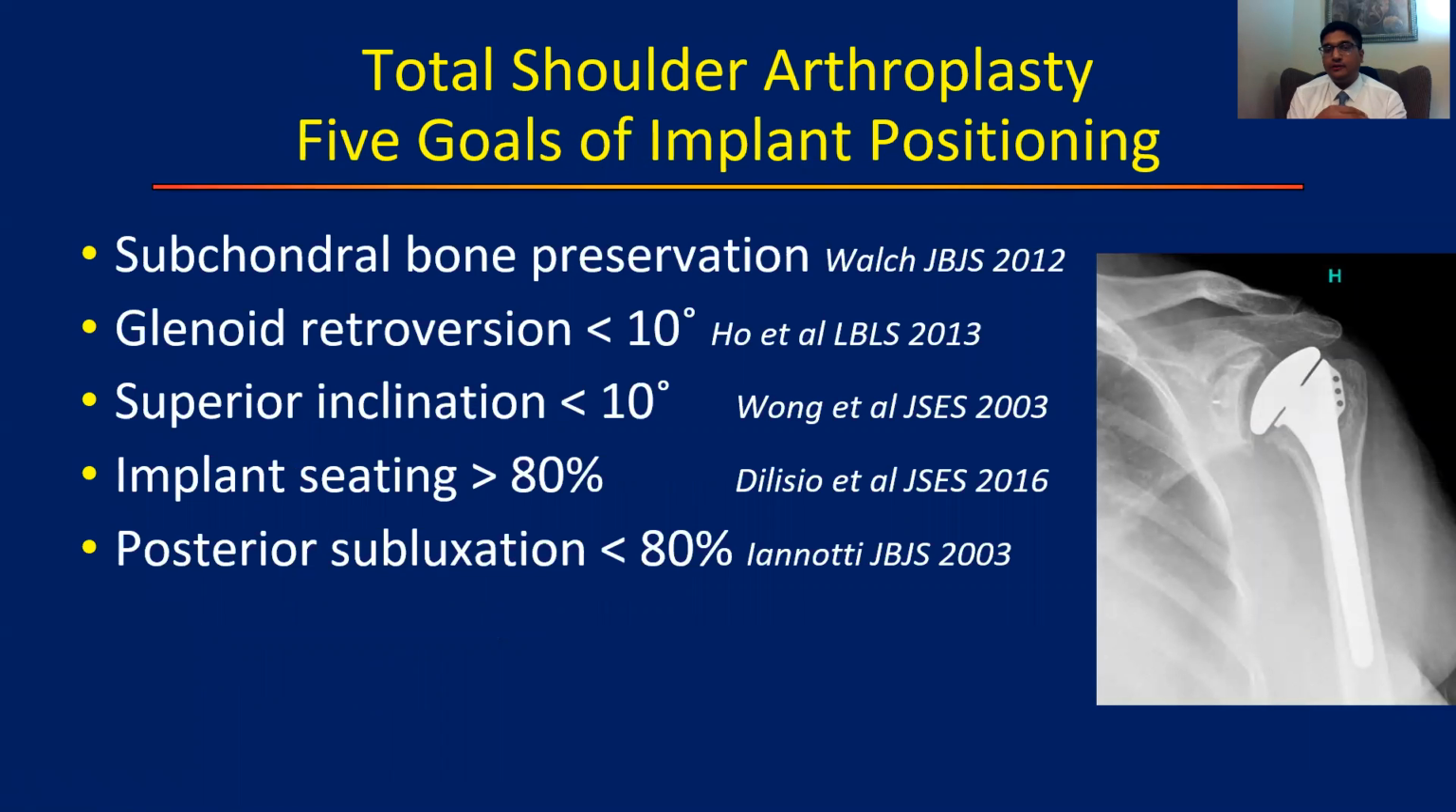If we focus on the options with total shoulder arthroplasty, we first need to know what the 5 main goals of implant positioning are. First is subchondral bone preservation, a glenoid retroversion of less than 10 degrees, a superior inclination of less than 10 degrees, implant seating of more than 80%, and posterior subluxation less than 80%.